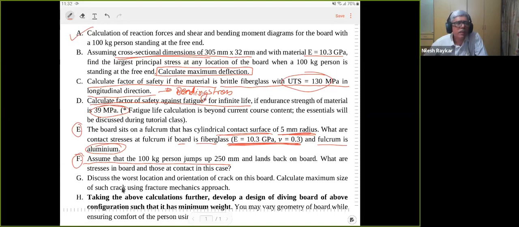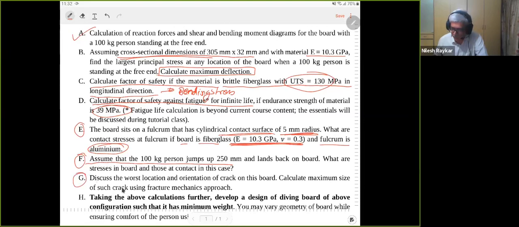Okay, the last part is related to the topic of fracture mechanics. Again, we have not covered that. We'll be covering the fracture mechanics topics this week, and I'll be issuing lectures on that topic this week. So you should be able to solve the problem using that particular knowledge.